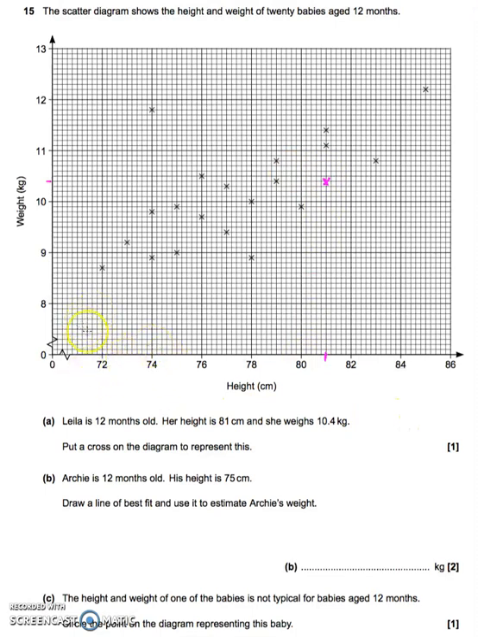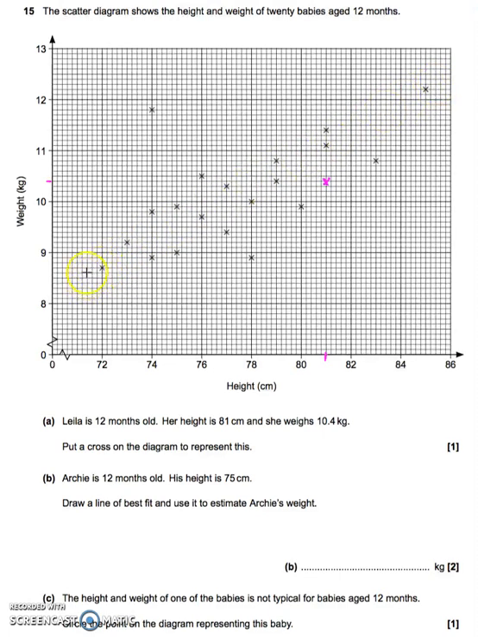In part B, Archie is 12 months old, so he applies to this graph again. His height is 75 centimetres, and we need to draw a line of best fit to estimate Archie's weight. So when you've got these scatter diagram questions, you do need to think about lines of best fit very frequently. You also need to think about the type of correlation, the relationship between the two things, but in this question, it's all about the line of best fit. And a line of best fit isn't just joining the first and last point together. Maybe at times you'll get away with doing that, but that's not what we do.